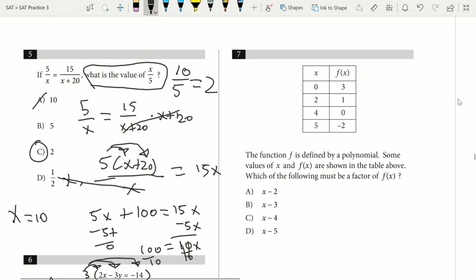Question 7. The function f is defined by a polynomial. Some values of x and f of x are shown in the table above. Which of the following must be a factor of f of x?